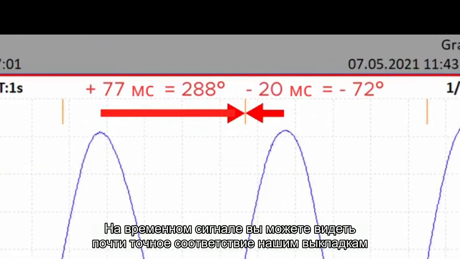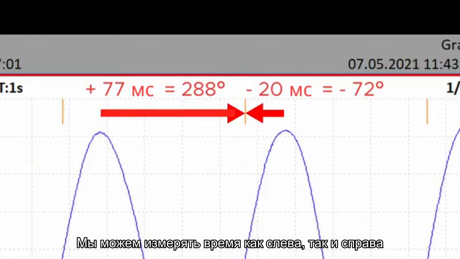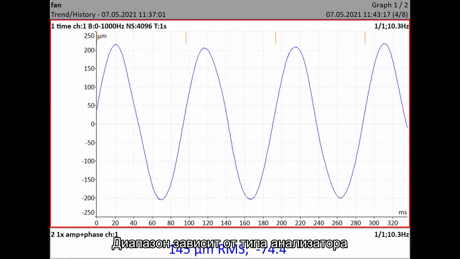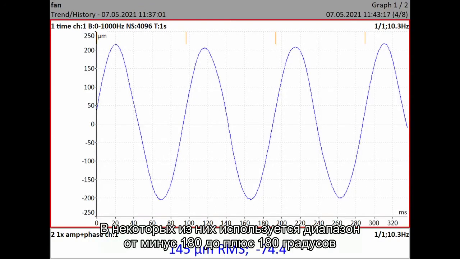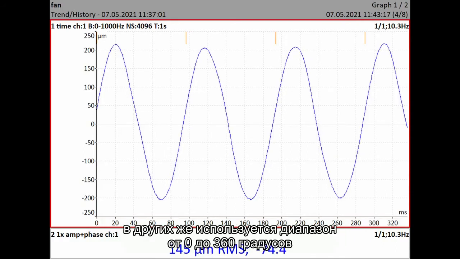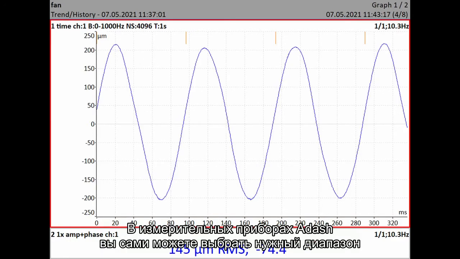You can see in the time signal that is just about our approach. We can measure time to the right or left. The range depends on the analyzer type. Some of them use minus 180 to plus 180 degrees. Others use a range from 0 to 360 degrees. In ADAS instruments, you can choose your range.